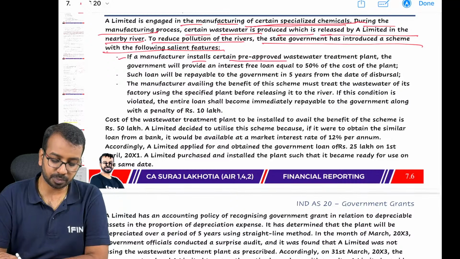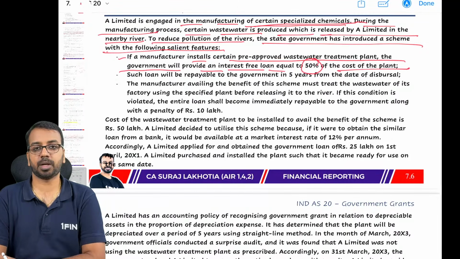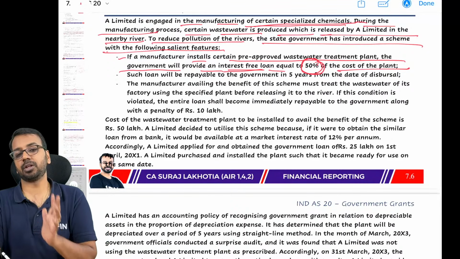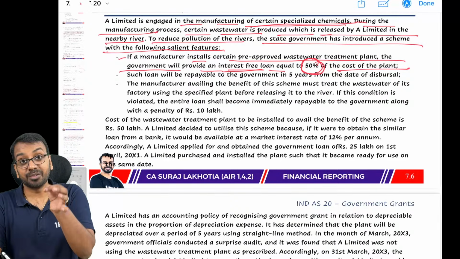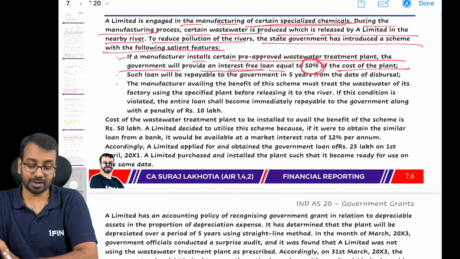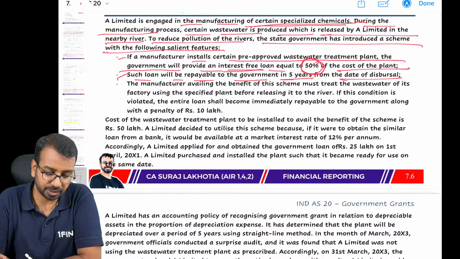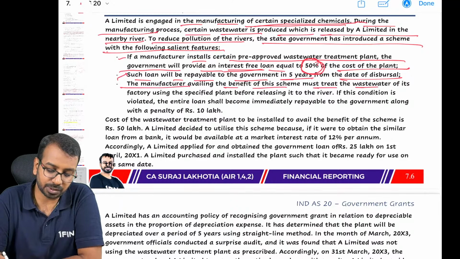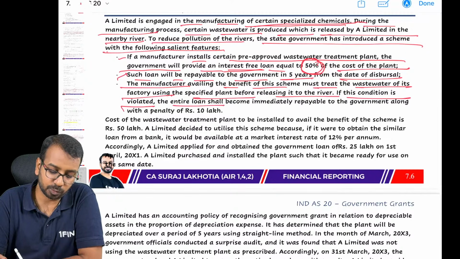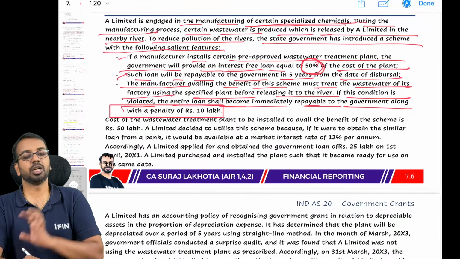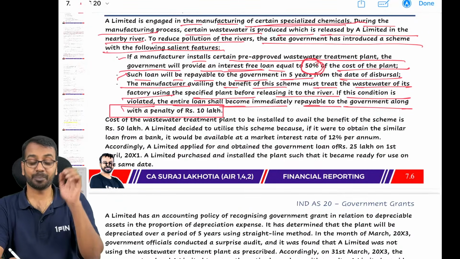If the manufacturer installs certain pre-approved wastewater treatment plant, government will provide an interest-free loan equal to 50% of the cost of the plant. So whatever is the cost of the plant, they will provide an interest-free loan. So what do we do? We will take the market rate, discount the interest-free loan and calculate what is the fair value. Such loan will be repayable to the government in 5 years from the date of disbursal. 5 years is the period. Manufacturer availing the benefit of this scheme must treat the wastewater of its factory using the plant before releasing it to the river. If this condition is violated, the entire loan becomes immediately repayable to the government along with a penalty of 10 lakhs. So here, not only the loan, even the penalty has to be paid.